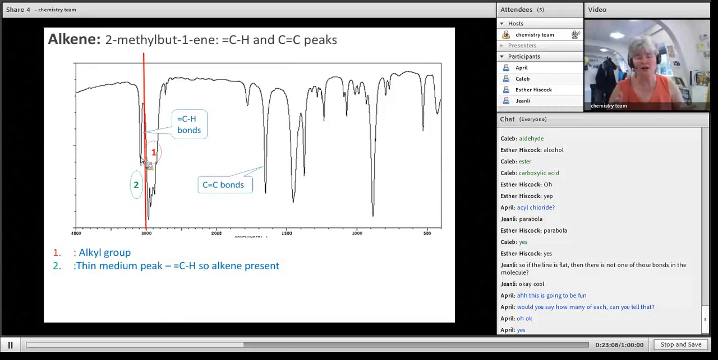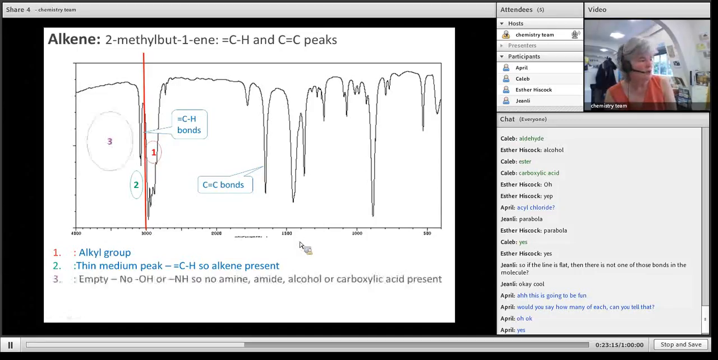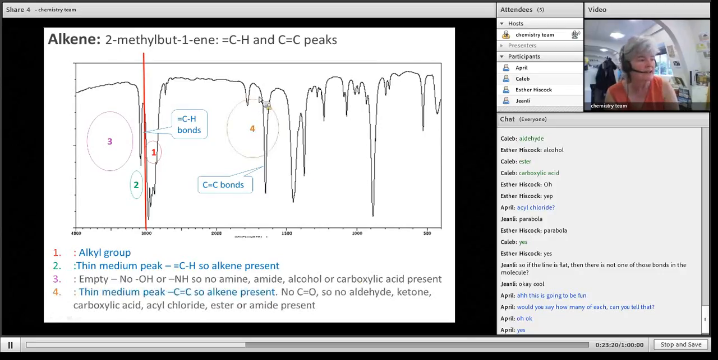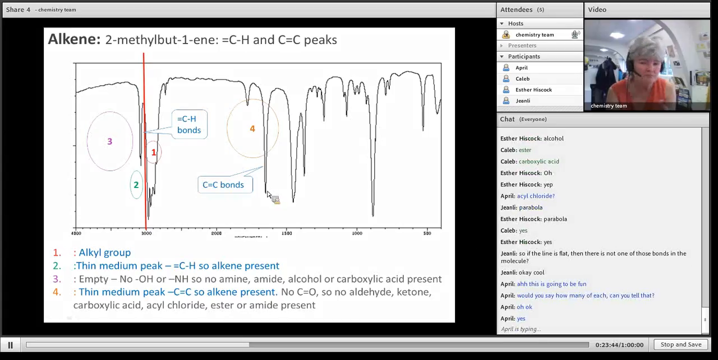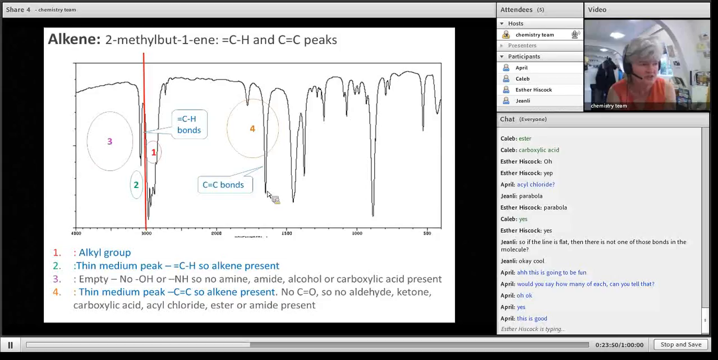Okay, by R I mean a methyl group or an ethyl group or something like that. So that's empty, so no alcohols, amides, amines, and so on. And here is this thin medium strength bond at roundabout 1640 or so. The alkene peak is normally slightly lower than the CO peak that comes higher up. So if you're looking for it, this one's normally slightly lower. It may overlap with an amide carbonyl peak, but otherwise it's just lower.